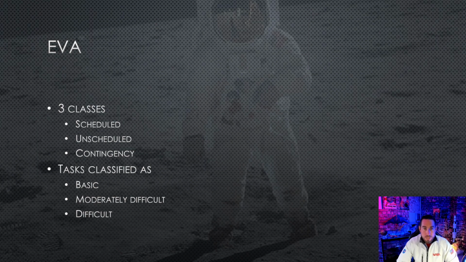There are three different classes of an EVA: the scheduled EVA, the unscheduled or off-nominal EVA, and then contingency. And then tasks that get performed on these EVAs are classified as either being basic difficulty, moderate difficulty, or difficult. And we'll talk through what all those are.